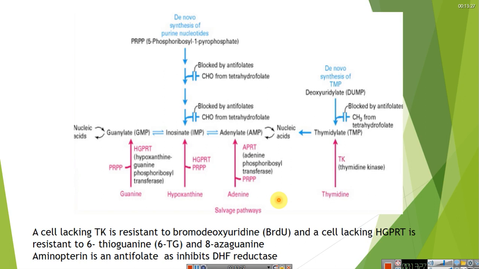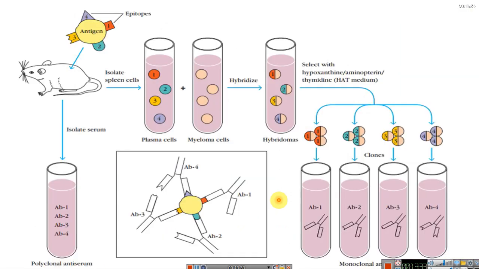Now, some basics about the screening of hybridoma cells on HAT medium. HAT medium is what? Hypoxanthine, aminopterin, and thymidine medium. It has as its constituents hypoxanthine, aminopterin, and thymidine. Now what is the significance of these three ingredients? What is the significance of these three ingredients in the HAT medium?